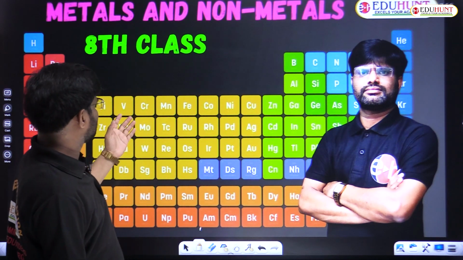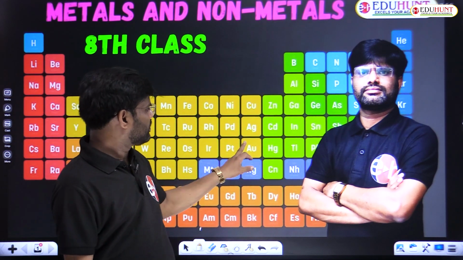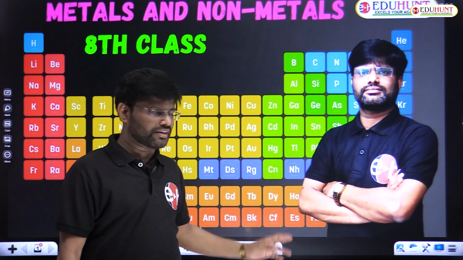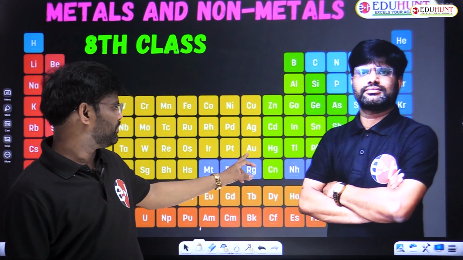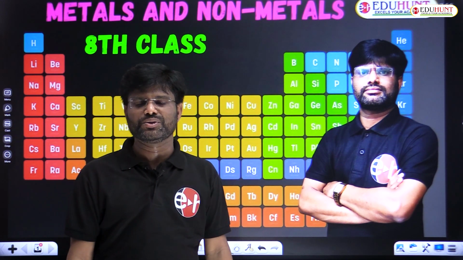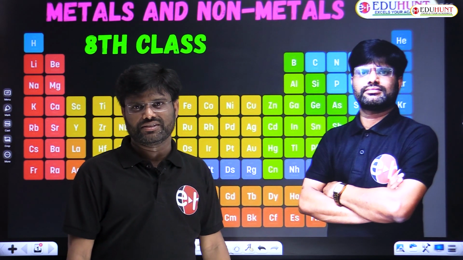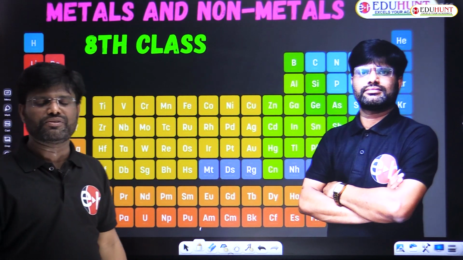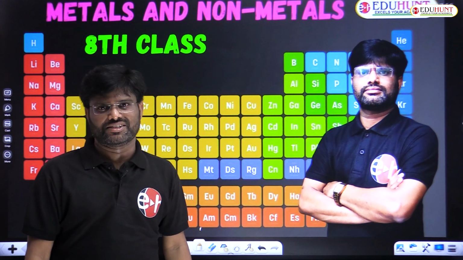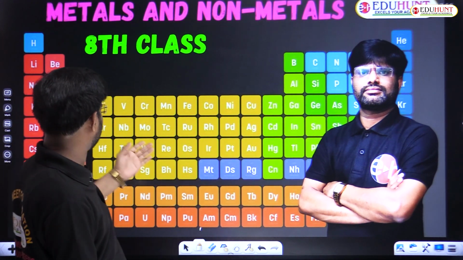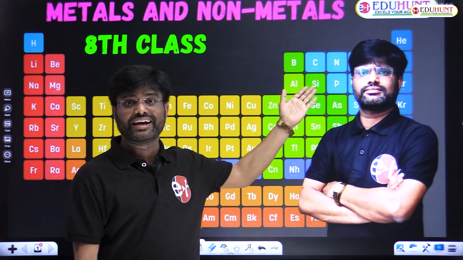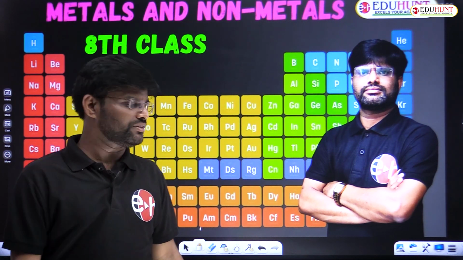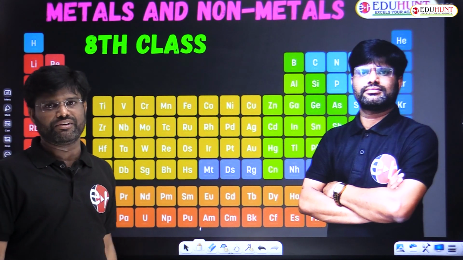Mainly gold, silver and copper are used in jewelry. And iron metal is used for building construction, aluminium metal is used in electrical wires, and copper metal is also used in electrical wires. So metals are used in our daily life.